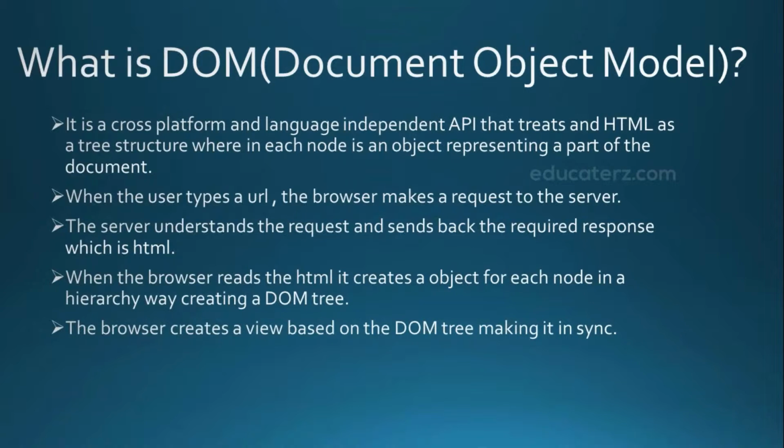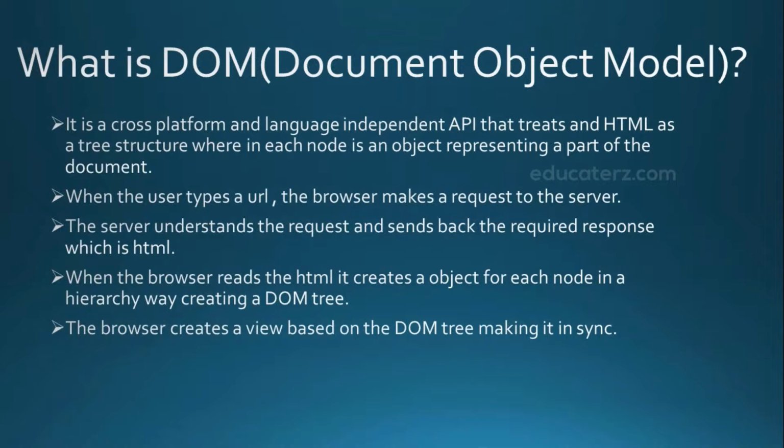So what is DOM all about? It is a cross-platform and language-independent API that treats an HTML document as a tree structure, wherein each node is an object representing a part of the document. So let's understand this in detail.